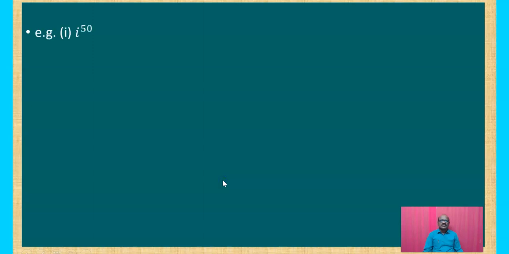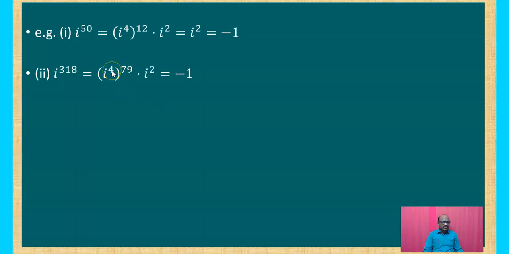Next is i raised to 50, and this is i raised to 4, and whole bracket to the 12, that is 12 into 4, it's 48, into i square. But what about this? This is 1. 1 into i square. This is i square. i square is minus 1. Next is i raised to 318. That is i raised to 4, and whole bracket to the 79, into i square. But the value of this whole bracket is 1. 1 into i square. i square is minus 1, and overall you will get minus 1.